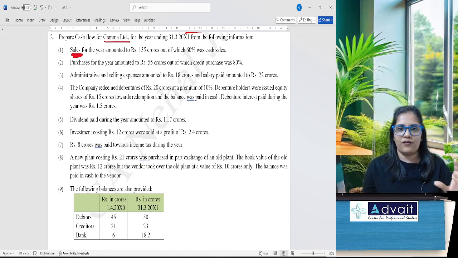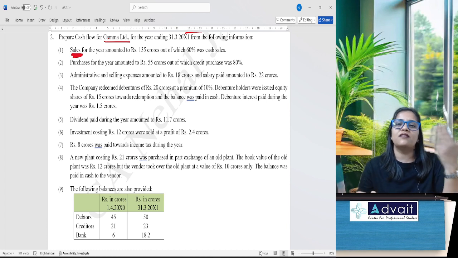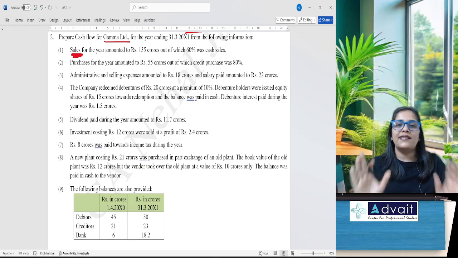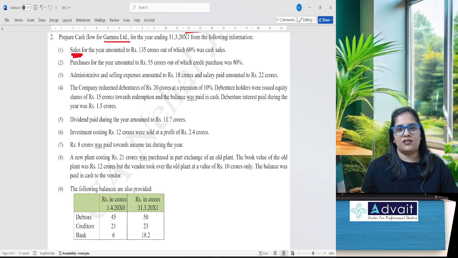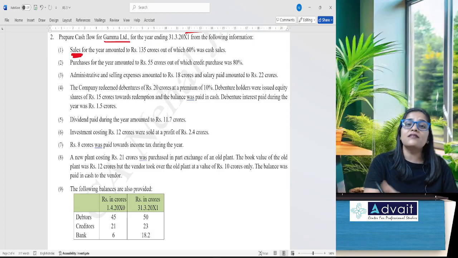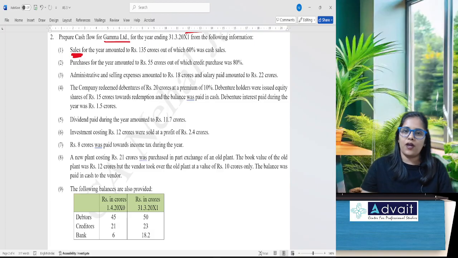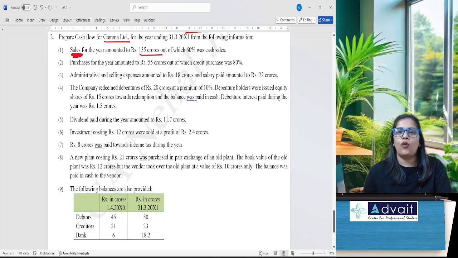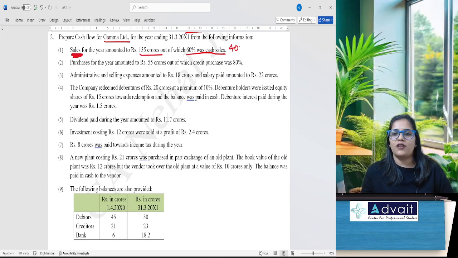If in the question they've not told whether this is cash sales or credit sales, then this is credit sales always. Same goes for purchases also. If the question is silent, then this means that this is credit purchases. Okay? 135 crores, out of which 60% was cash sales. That means the balance 40% will become credit sales.